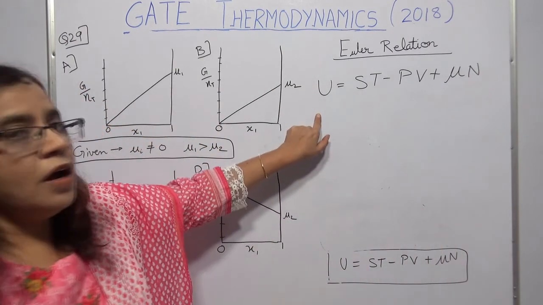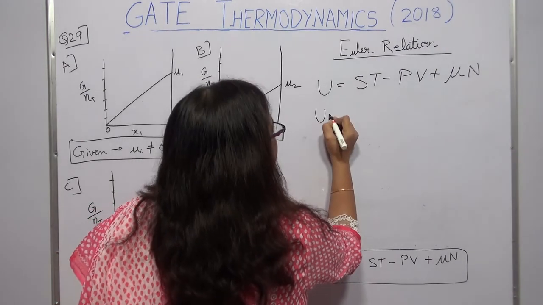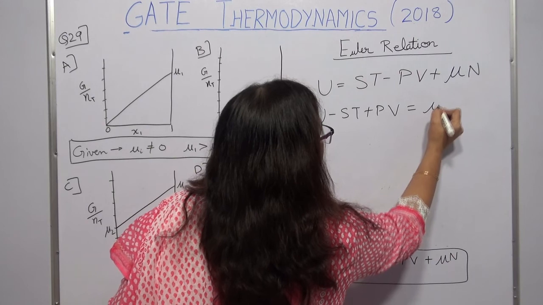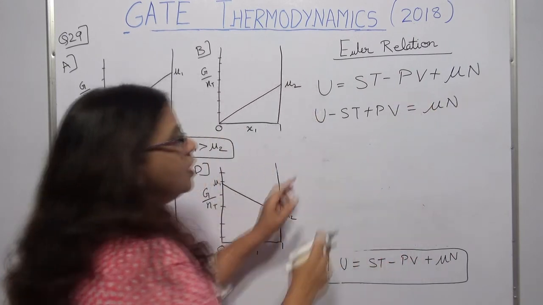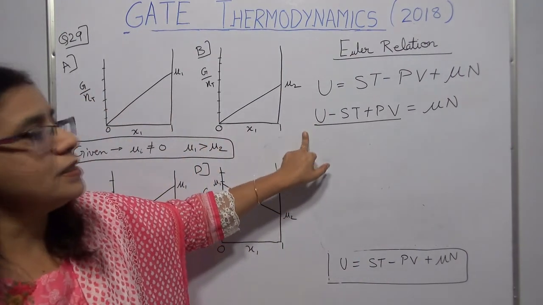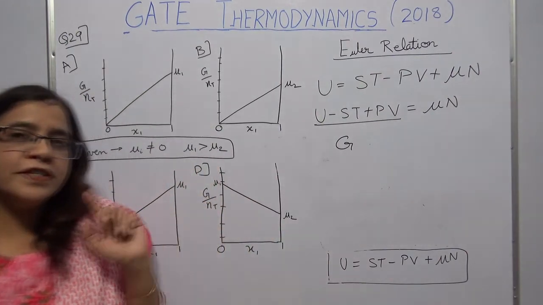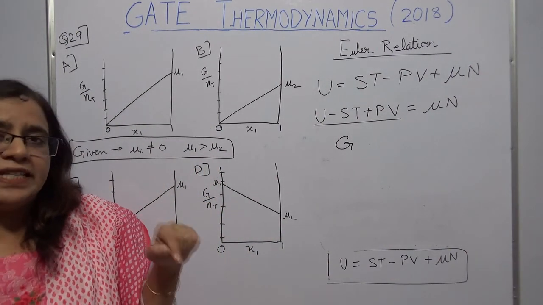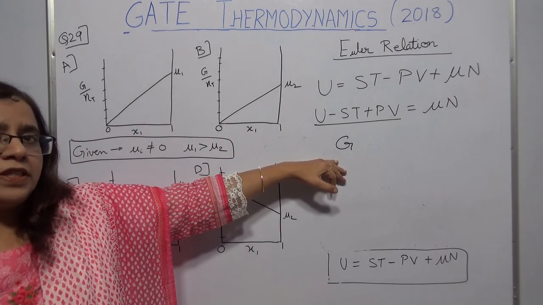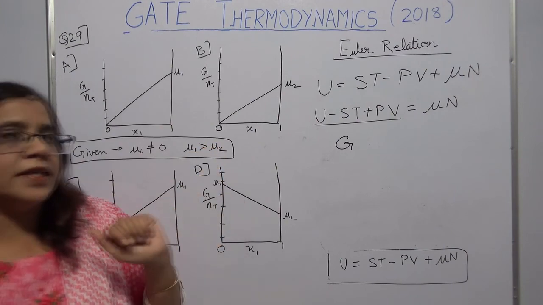Now I have already taught you what is Legendre transformation. You know that U minus ST plus PV, that is equal to mu N from this equation. Now what is this? From Legendre transformation, you know that this is nothing but G. If you have not gone through the first lecture which I have made in this series, I have talked about Legendre transformation. You can go and see over there. That is under GATE 2022 thermodynamics. I think it's part 1.